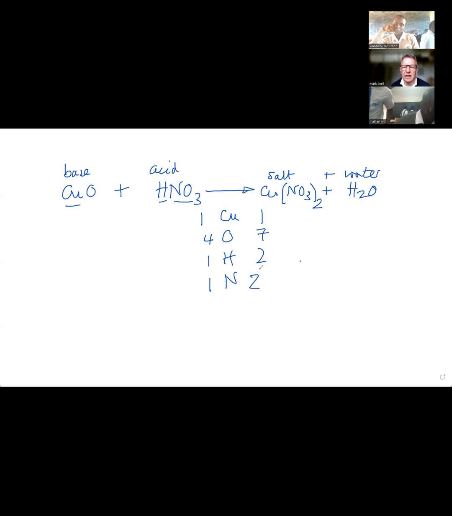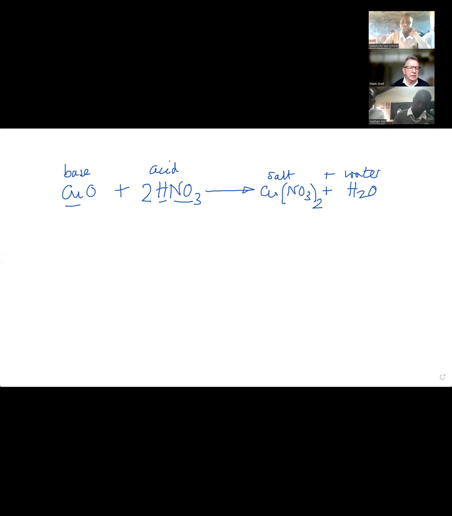Now, actually, it balances very easily by doing this. As soon as I do that, I now have 2 hydrogens here, 2 nitrogens here, and 6 oxygens, 7 oxygens. So now it is balanced. Okay, very simple. Okay, so let's get rid of all of that, and we'll move on to the next equation.